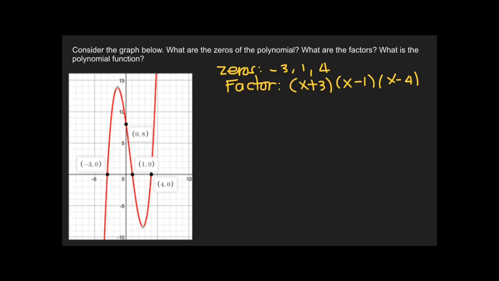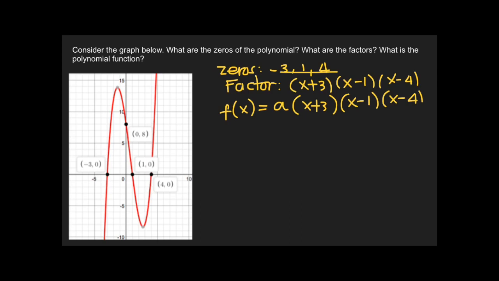Now, third question, we're finding the polynomial. But what do we know about the polynomial? This is an odd degree polynomial. We have 3 zeros. It's odd. Then we also know that the graph is going up from left to right, so we are expecting a positive value of a. So let's create our function. So f of x equals missing a value, times the factored form, x plus 3, x minus 1, x minus 4.